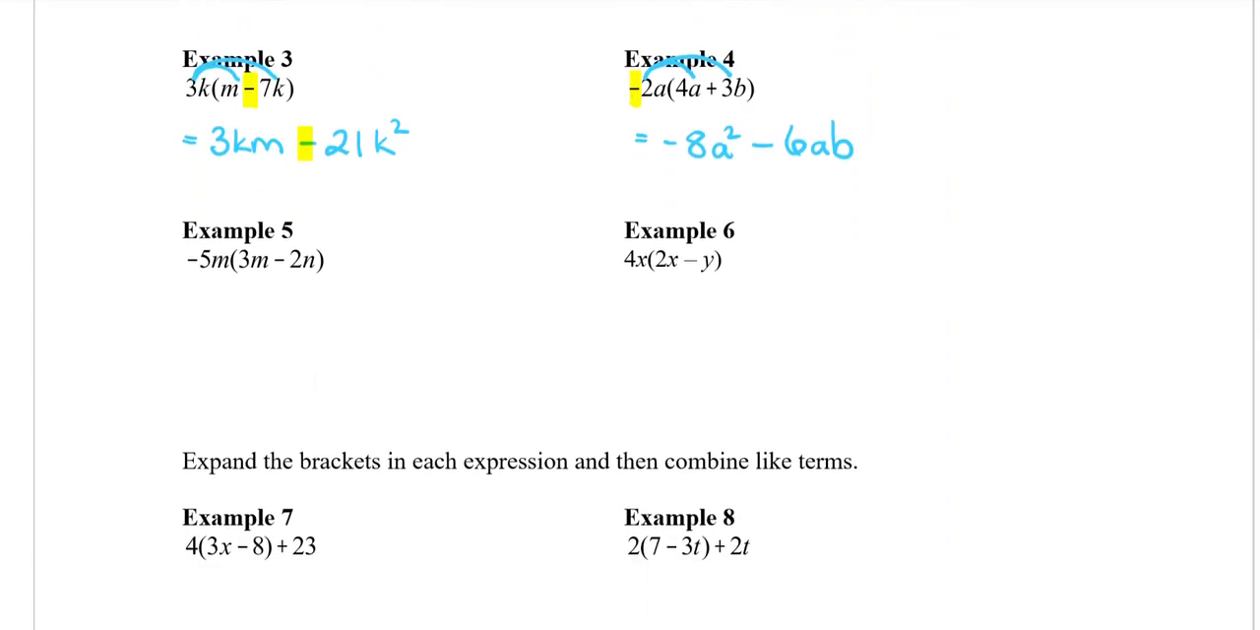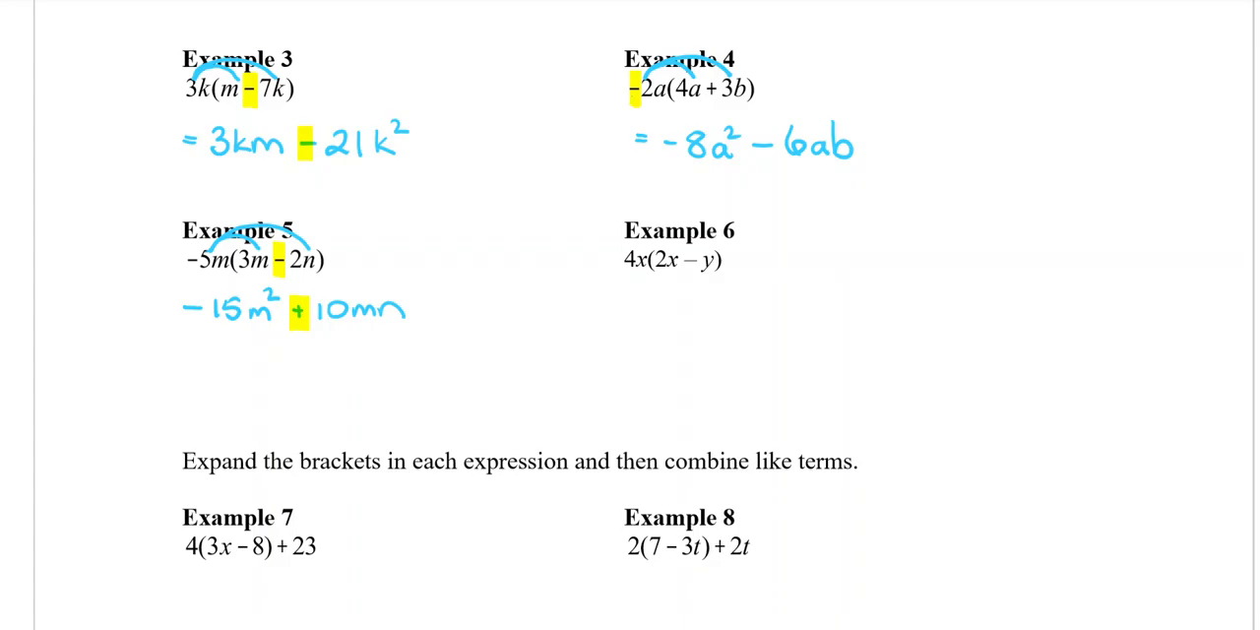Okay, so let's do another one of those. Question 5. Minus 5m times 3m. A minus times a plus makes a minus. 5 times 3 is 15. M times m is m squared. Then minus 5 times minus 2. 2 minuses times will make a plus 10. And we have m and an n. So again, the symbol was a minus here and it changed to a plus.